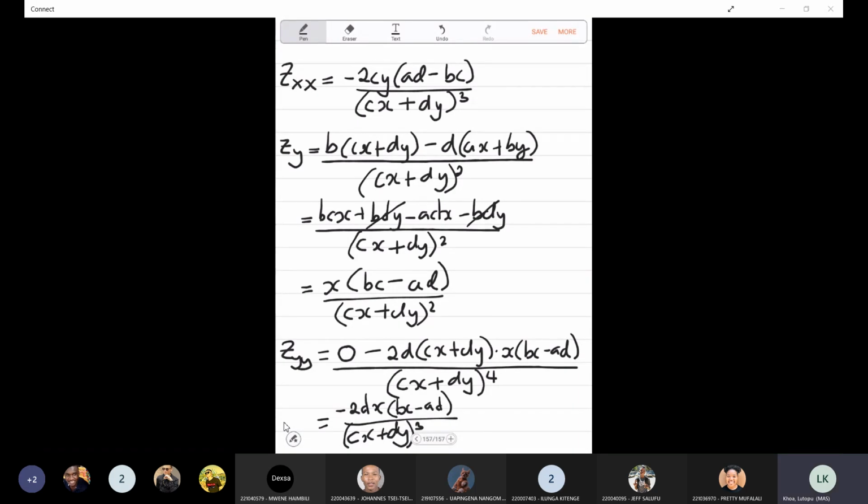And number 6, if z is equal to xy over x plus y, we have to determine the value of x squared times the second partial derivative of z with respect to x squared, plus 2xy times the partial derivative of z first with respect to y and then with x, plus y squared times the second partial derivative with respect to y. So basically this is just substitution. You need to work out each of those partial derivatives, then substitute them and simplify as far as possible.